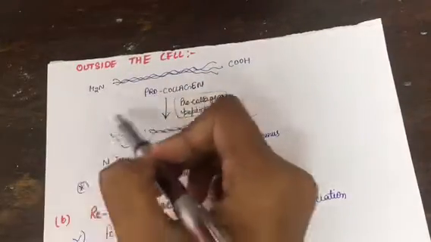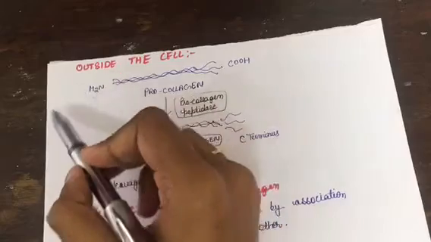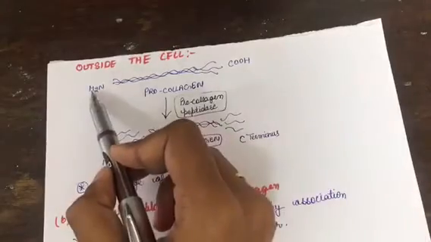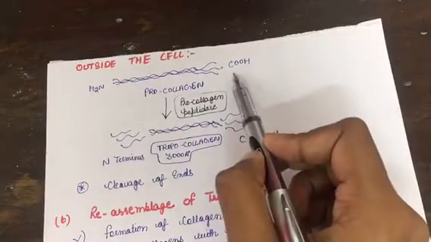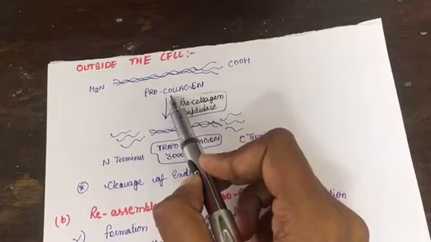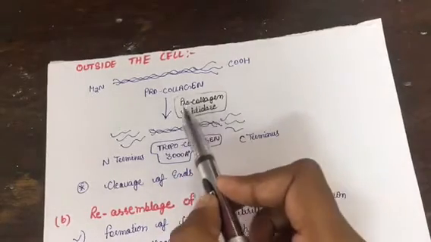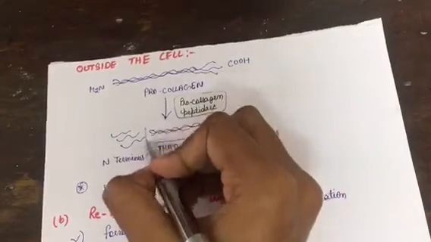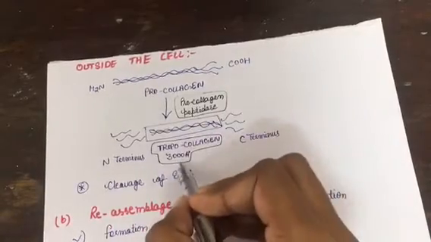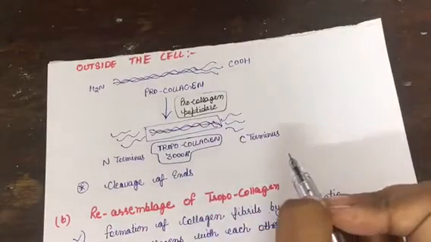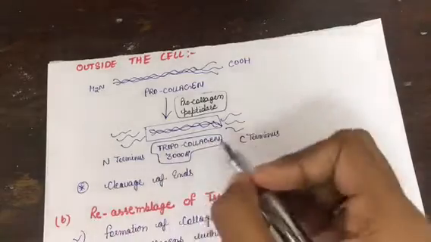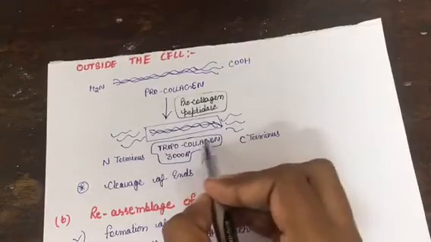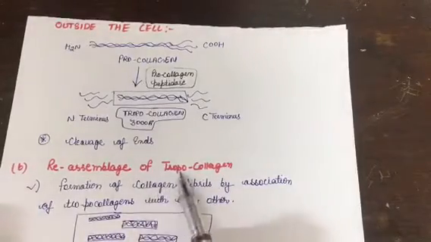This will be excreted out of the cell through the Golgi apparatus, and once it is in the extracellular matrix, this is the N terminus, this is the C terminus, and this is pro-collagen, right? Pro-collagen peptidase will work here and chop off these N and C termini, and the product will be called tropocollagen, right? So the first step when the protein goes outside the cell will be the cleavage of ends and the formation of tropocollagen. After that, reassembly of tropocollagen will take place.